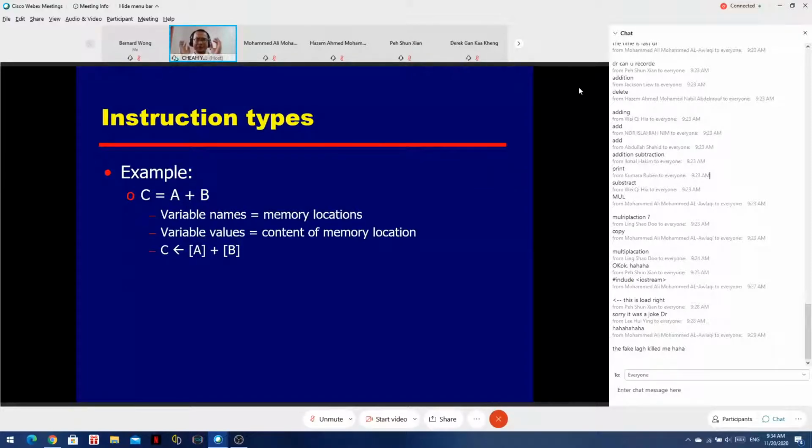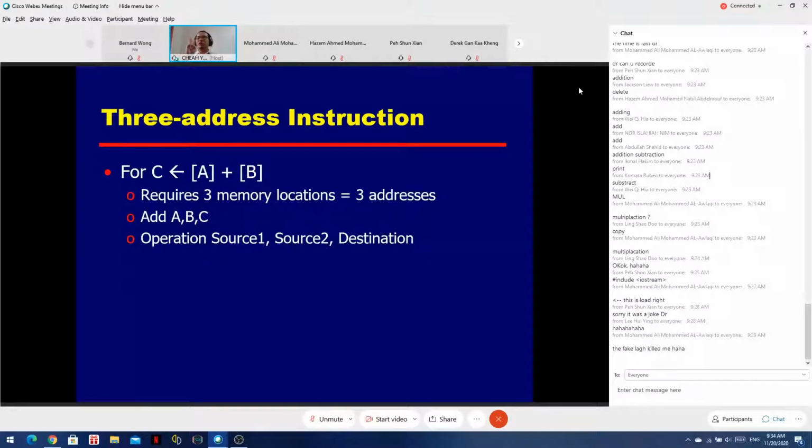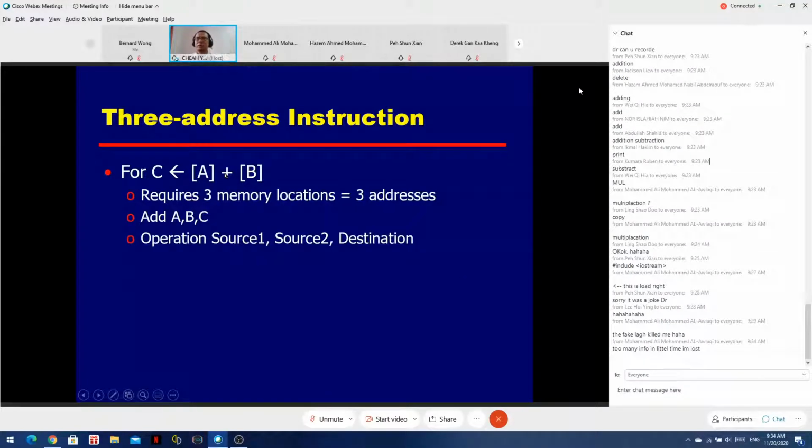So let's look at a very simple example. Addition, just now I was mentioning to you. You want to do A plus B store into C. Now let's look at the 3 address instruction format. If you look at this, A plus B store into C, or A plus B equals C, it actually requires 3 address locations, yeah?